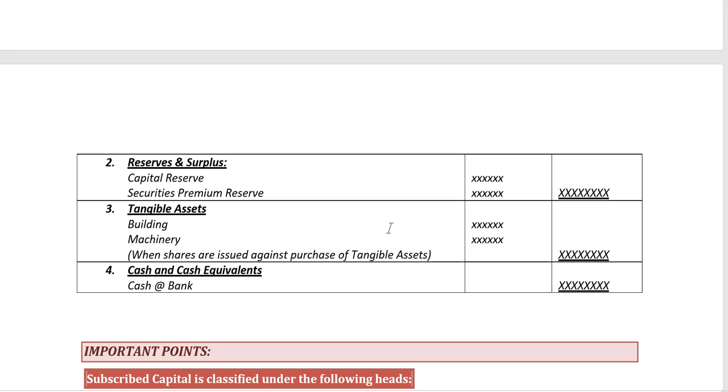And where the shares have been issued for consideration other than cash, for example for purchase of building, machinery, etc., such amount of building and machinery purchased will be shown under note number 3 in tangible assets and the total taken to the outer column. Any cash received from the issue of shares will be shown against cash at bank under the head cash and cash equivalents.